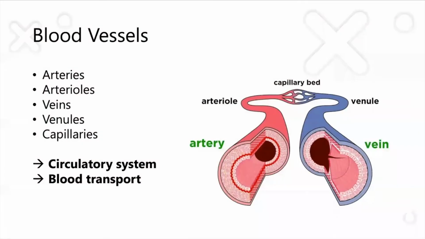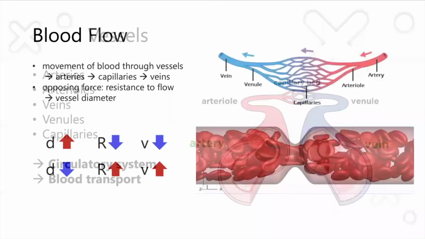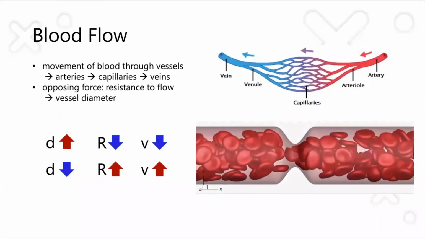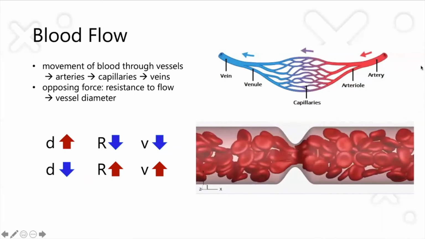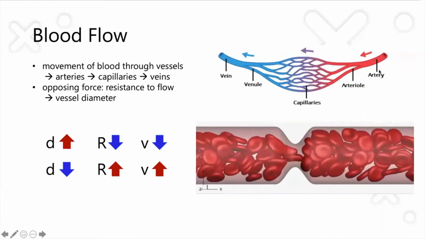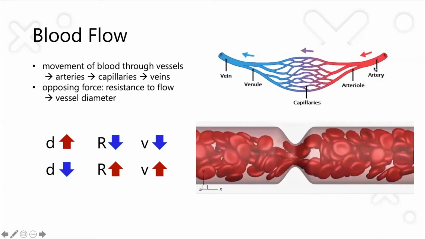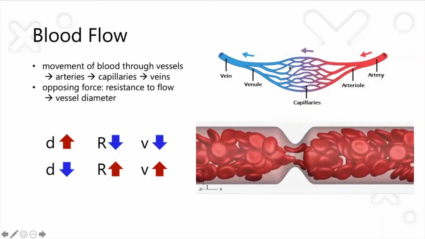Here we have 5 types of blood vessels in our body that take part in the circulatory system and participate in the blood transport. And in these vessels, there is a certain blood pressure. The 5 types are the arteries, arterioles, veins, venules, and the capillaries. And the blood flow describes the movement of blood through the vessels. The direction of blood flow you can see here. The blood flows through the arteries, through the capillaries, and then to the veins.